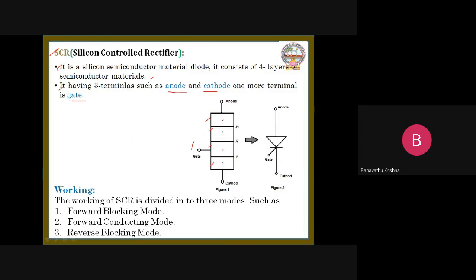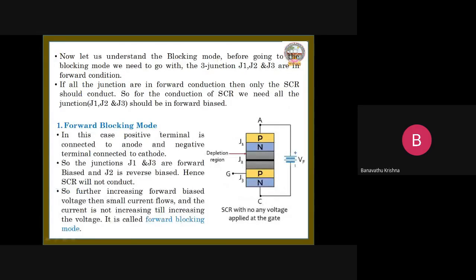Now I'm going to discuss the working condition of this silicon controlled rectifier. It operates in three modes: the first is forward blocking mode, the second is forward conducting mode, and the third is reverse blocking mode. Here this is the forward blocking mode. Let us understand the blocking mode. Before going to the blocking mode, we need to consider the junctions. Three junctions J1, J2, J3 are in forward bias condition.